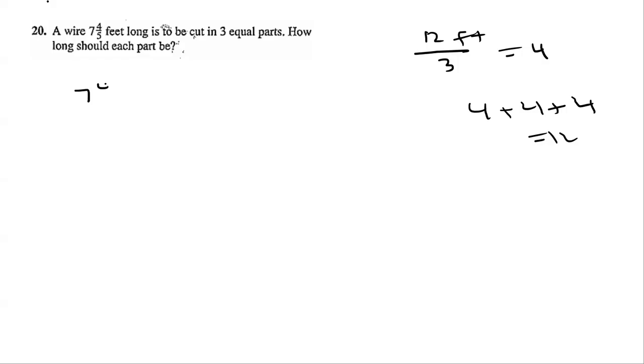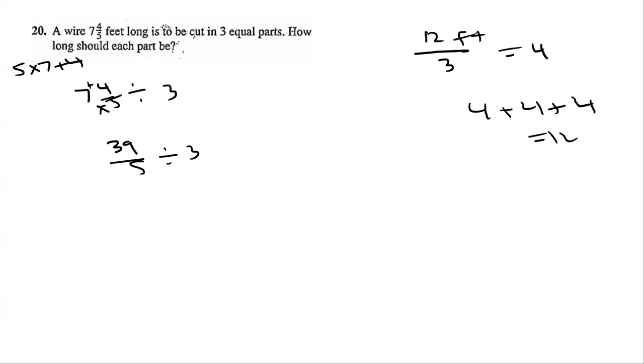Okay, so we're going to have 7 and 4/5 divided by 3. But before we divide by 3, we need to rewrite this 7 and 4/5. Remember, this is a mixed number, and we want an improper fraction. We want to multiply these together and then add. So that's going to give us 5 times 7 plus 4. So 35 plus 4 gives us 39. So that'd be 39 over 5.